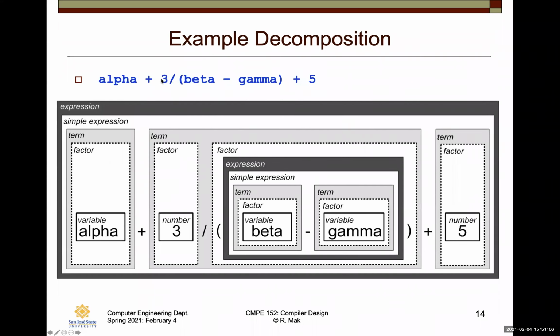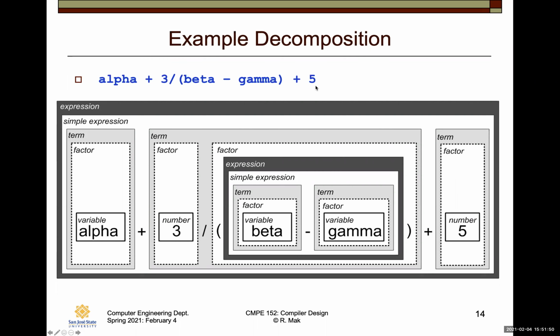And the second factor has parentheses. So here are the parentheses of that factor. And what's inside the parentheses? Another expression. So again, we go expression, simple expression, and then the simple expression has two terms. Here's the term for beta, here's the term for gamma, and here's the minus sign. And then finally, the third term out here is just the number 5. So based on the syntax diagrams for expression, this is how we would decompose this expression.